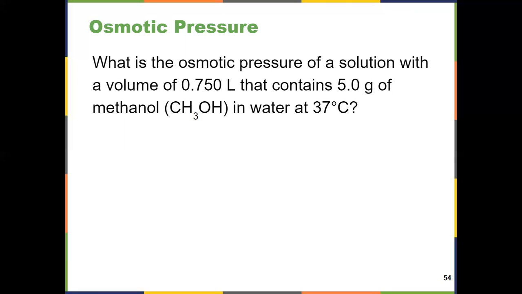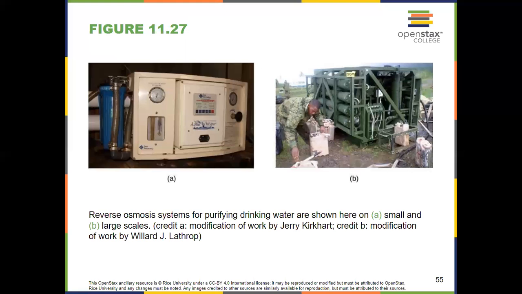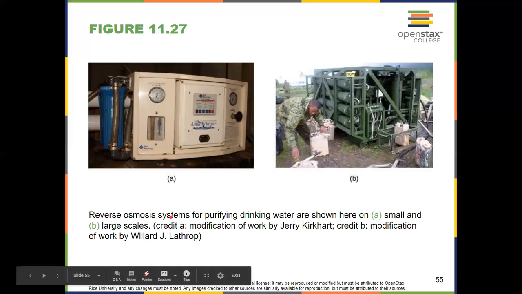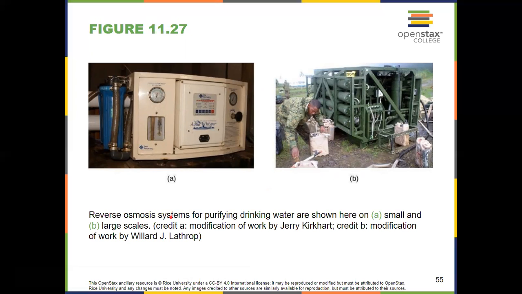Osmotic pressure is really useful, especially in less developed countries, because this is how drinking water is made from seawater. If you have an area that doesn't have access to fresh water, you can calculate the osmotic pressure, use an apparatus to exceed that pressure and force solvent through a semi-permeable membrane. You can get clean water. So that's our last colligative property.